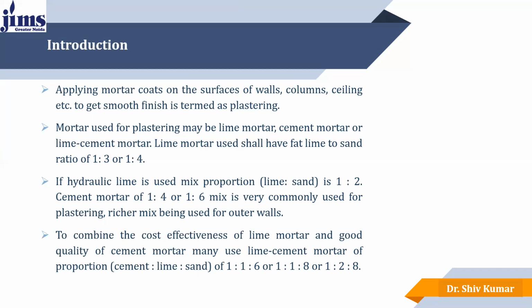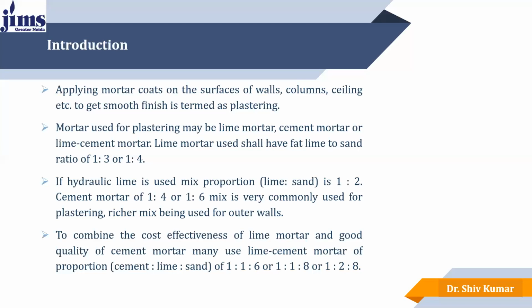The mortar for plastering may be a cement mortar or a lime mortar. So we can finish it to make it smooth. The purpose of both types of mortar is to finish or smoothen the surface. The lime mortar used shall have fat lime to sand ratio of 1:3 or 1:4. So one part is fat lime and 3 parts is sand. If hydraulic lime is used, then the lime to sand ratio should be 1:2. And if we use cement mortar, then it may be 1:4 to 1:6. Any kind of proportion we can use based on the requirement.